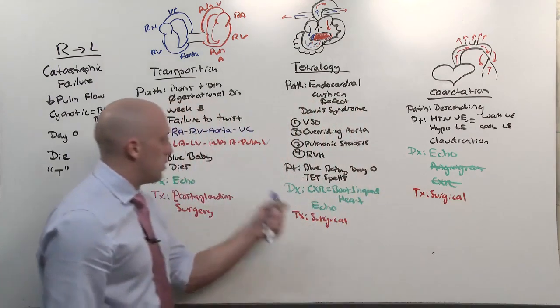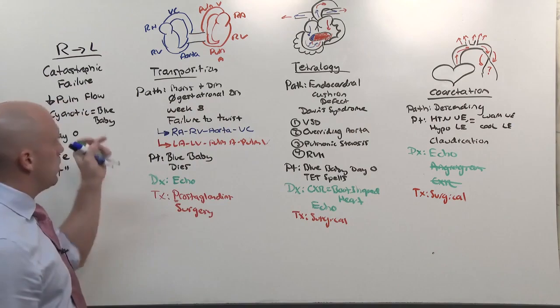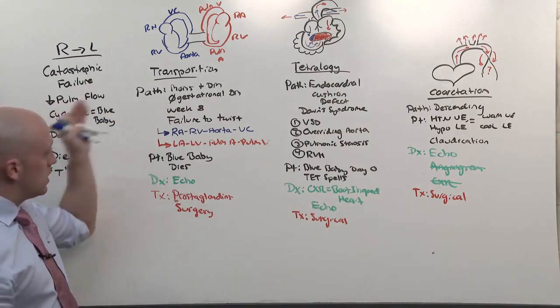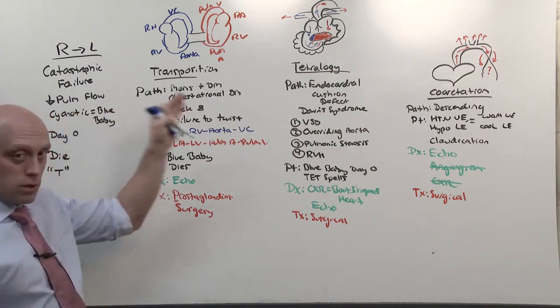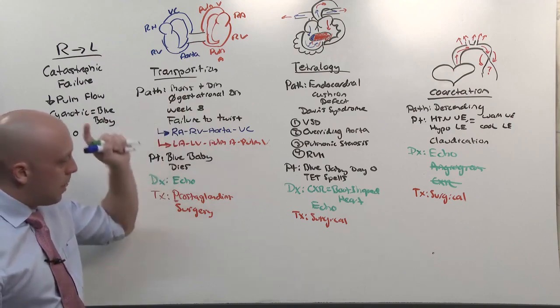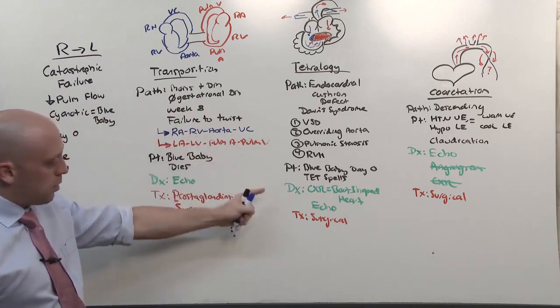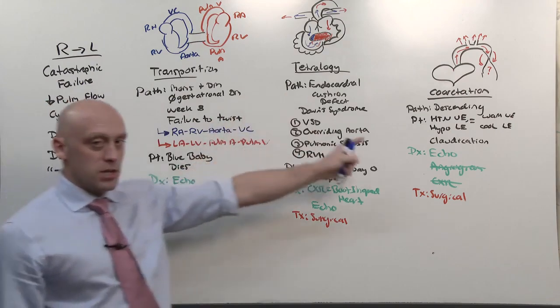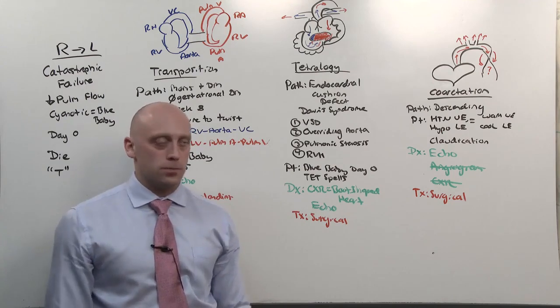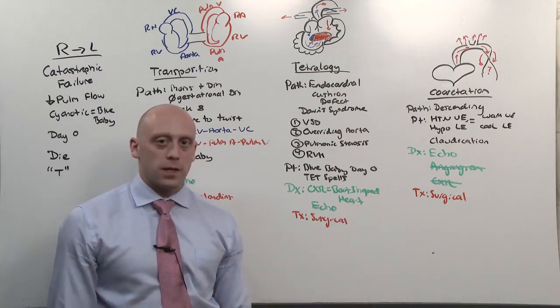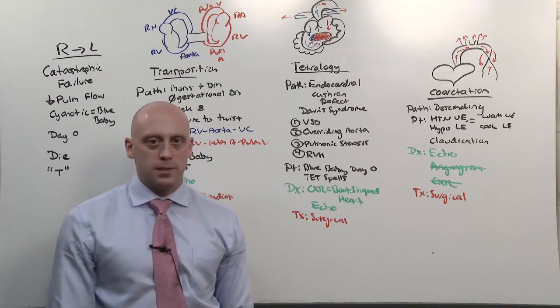Okay, so we talked about right to left shunts as catastrophic failures: transposition, diabetes, echo, prostaglandins, and tetralogy, Down syndrome, TET spells, boot-shaped heart, surgery. Coarctation sounds like peripheral vascular disease, only the child is 2. Get the echo, fix it with surgery. That's Peds CT.